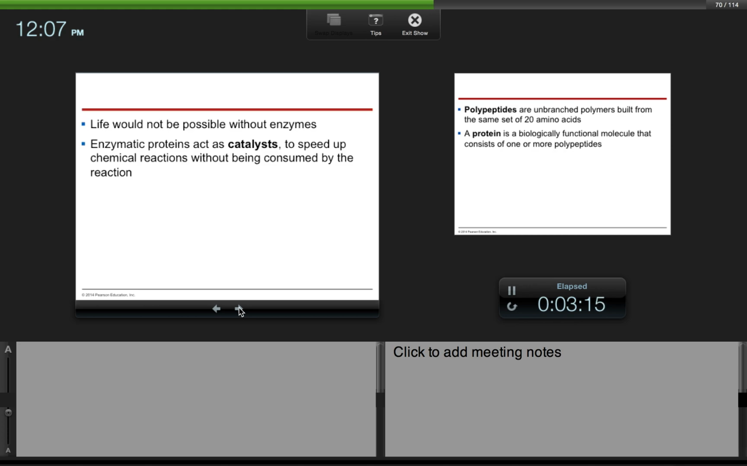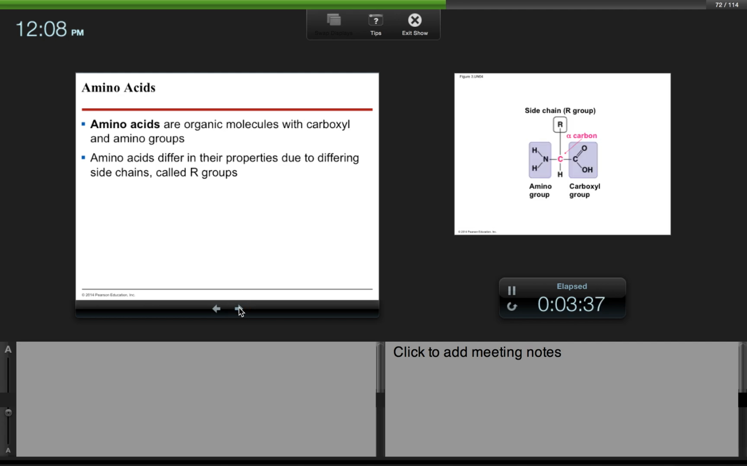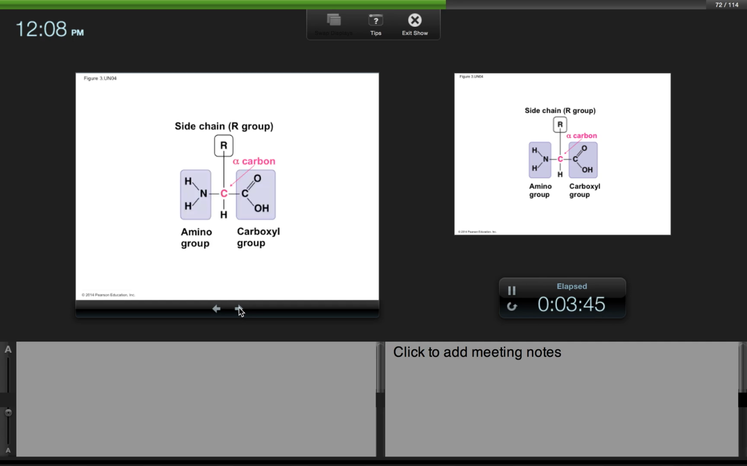Life would not be possible without enzymes. Enzymatic proteins act as catalysts to speed up chemical reactions without being consumed by the reaction. Polypeptides are unbranched polymers built from the same set of 20 amino acids. A protein is a biologically functional molecule that consists of one or more polypeptides. Amino acids are organic molecules with carboxyl and amino groups. Amino acids differ in their properties due to differing side chains called R groups.